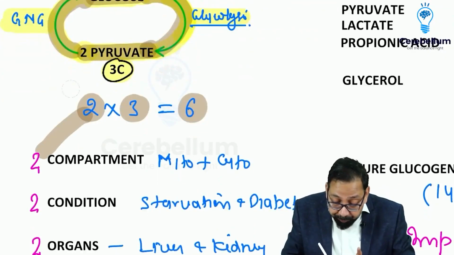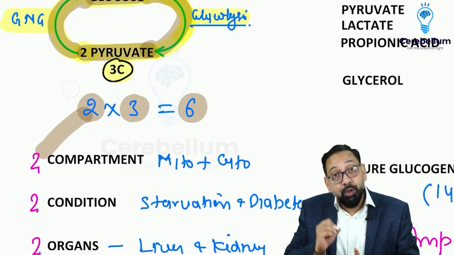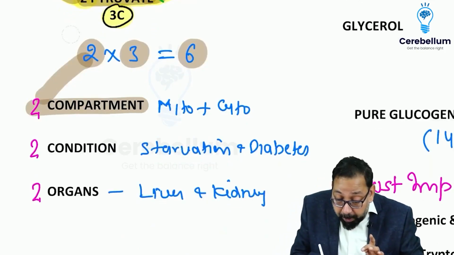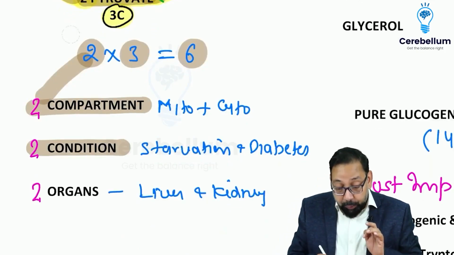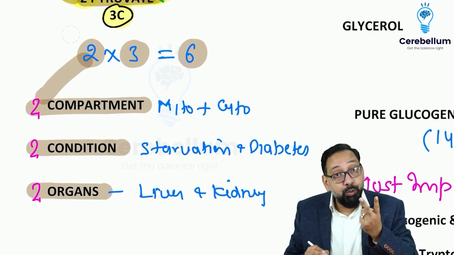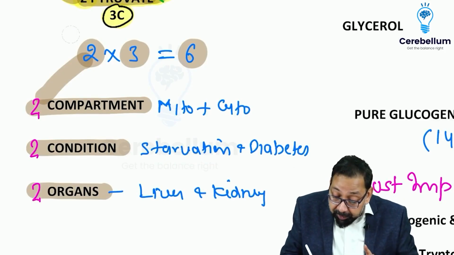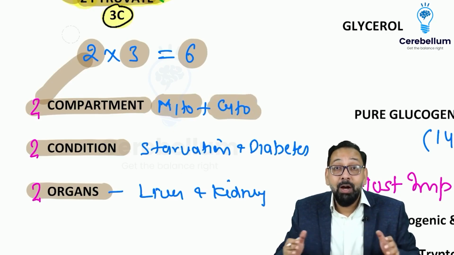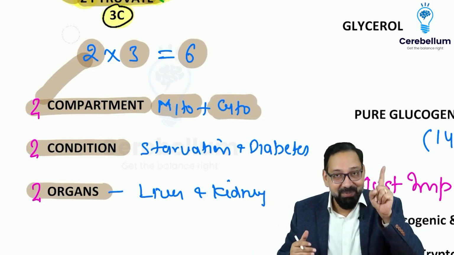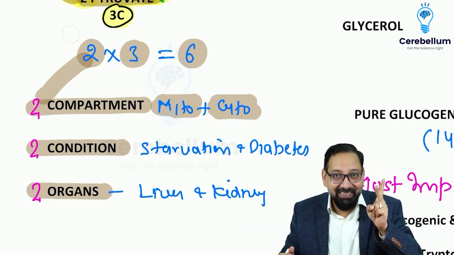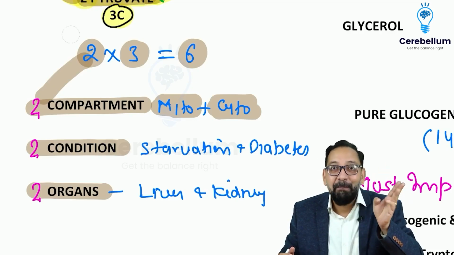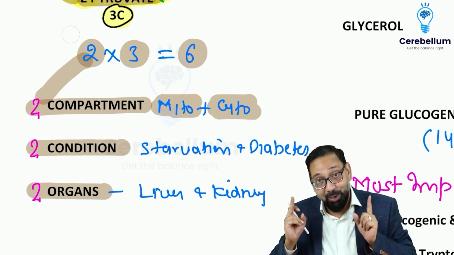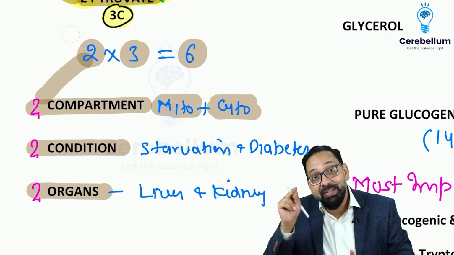Mnemonic of 2, mnemonic of 3. Mnemonic of 2 means that gluconeogenesis occurs in 2 compartments, 2 conditions, 2 organs. 2 compartments means gluconeogenesis occurs both in mitochondria and cytosol. We have learned the mnemonic HUG PYRI. H for heme synthesis, U for urea cycle, G for gluconeogenesis, PYRI for pyrimidine synthesis occur both in mitochondria and cytosol. So gluconeogenesis occurs both in mitochondria and cytosol.